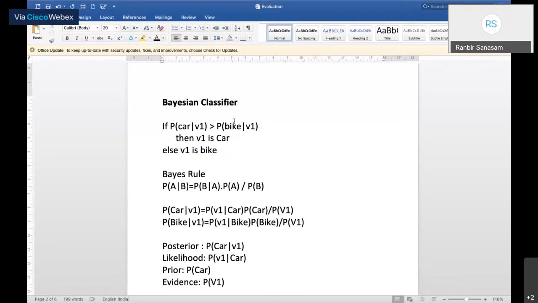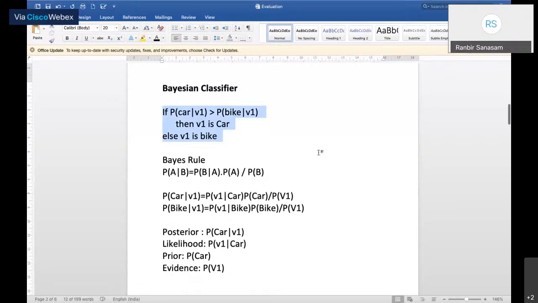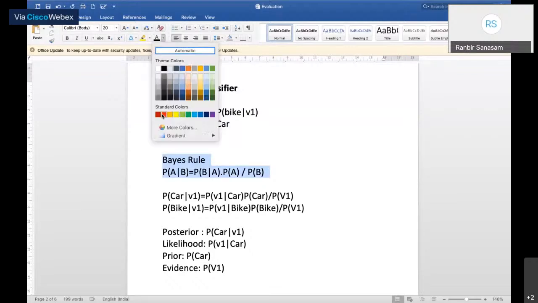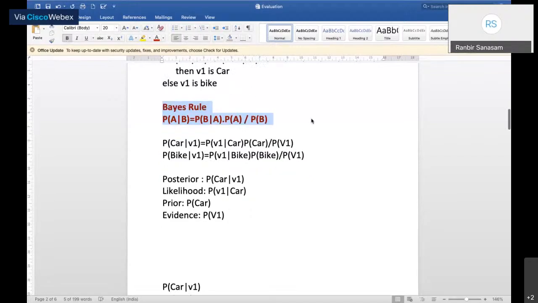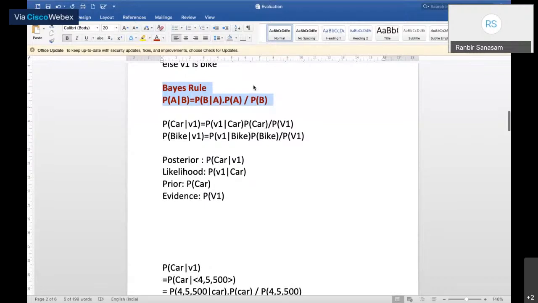Okay, so this is what we are going to use. Then how do you calculate the probability of car given vehicle 1? That is the question. For calculating the probability of car given this vehicle, I am going to use something called Bayes rule, or Bayes theorem. I'm marking it in red. At the core of the classifier, you have to use Bayes rule.